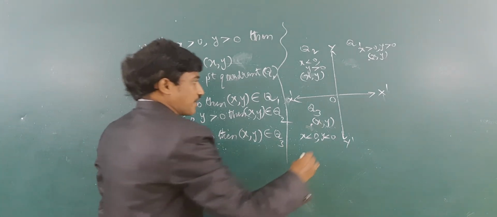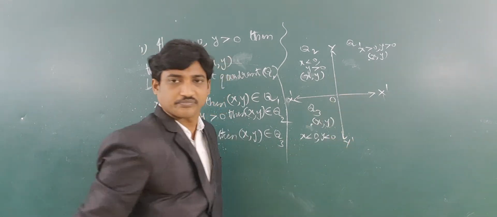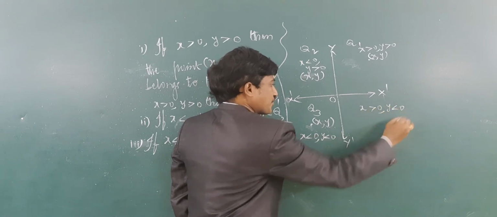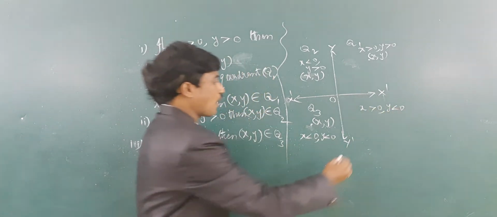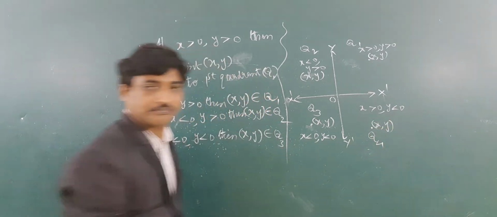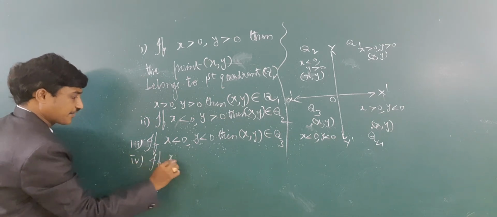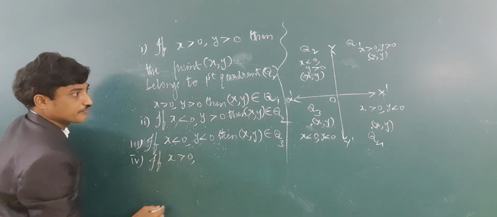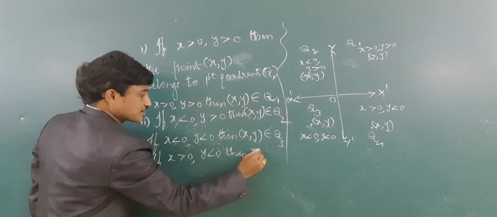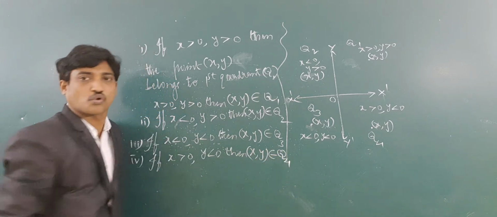Suppose x is positive and y is negative, that means x greater than 0 and y less than 0. Then the point (x, y) belongs to the fourth quadrant. If x greater than 0 and y less than 0, then the point (x, y) belongs to Q4, the fourth quadrant.